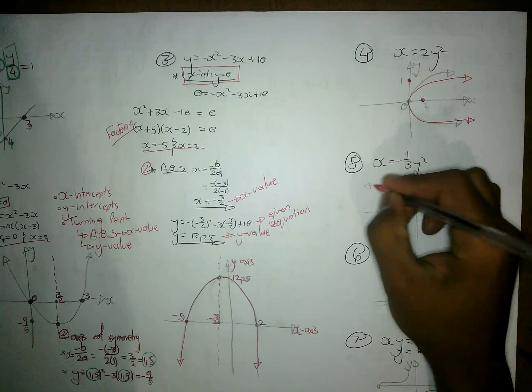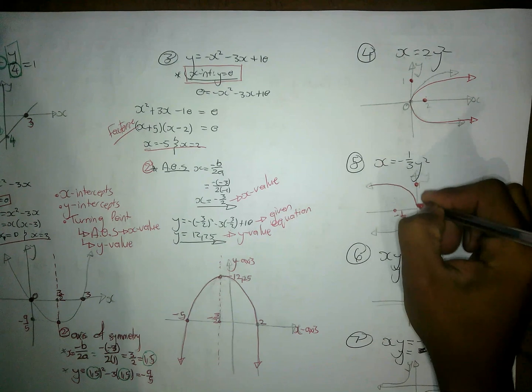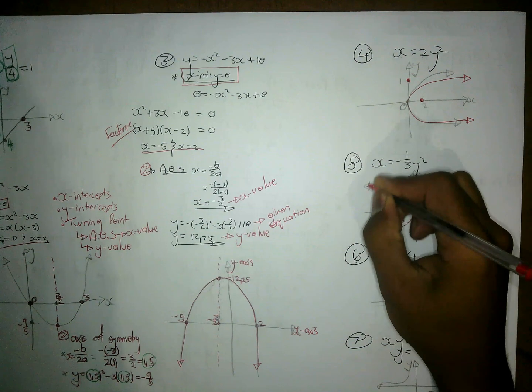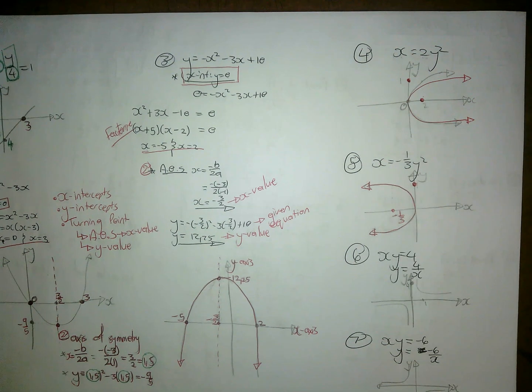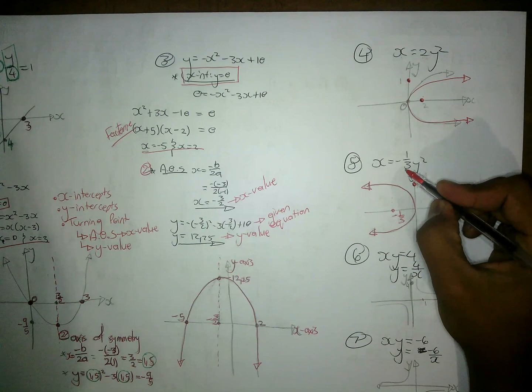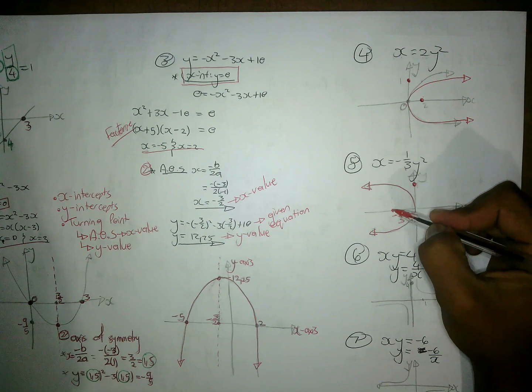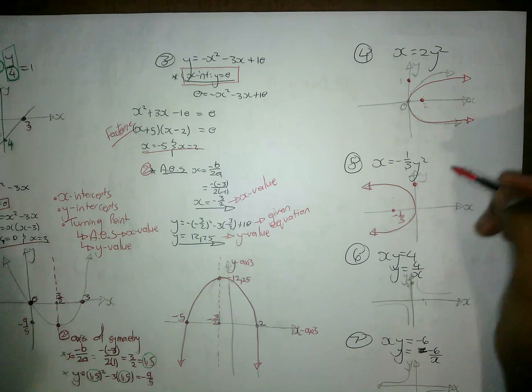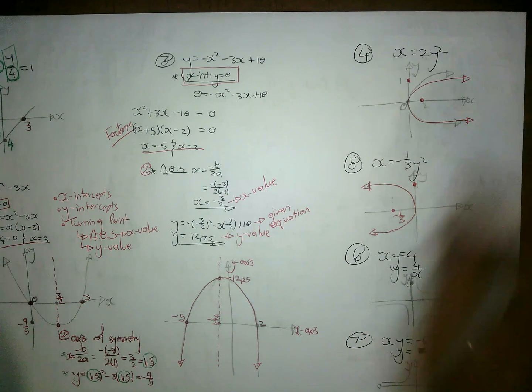So we just draw it in like that. Very straightforward. You just plot the point they give you, negative 1 over 3 on the x-axis. On the y-axis, all you do is plot 1.